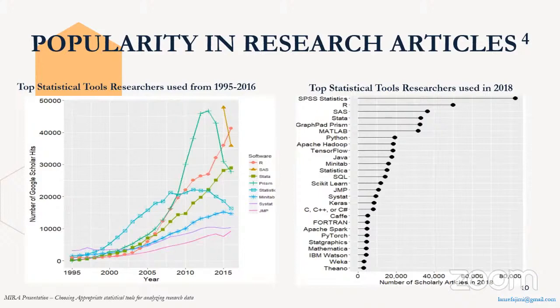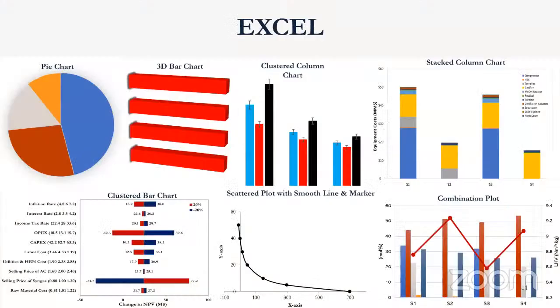So if you look at 2018, over 80,000 people used SPSS for their research. Then SAS, Stata, GraphPad Prism, MATLAB, Python, you can see, and it goes down like that. So as time goes on, people will always come up with something better. So it depends on what you want to use. First, determine the statistical analysis you want to do, then you select your tools.